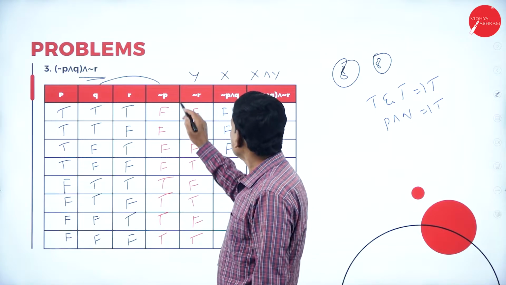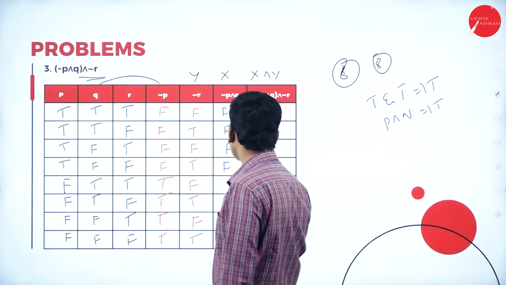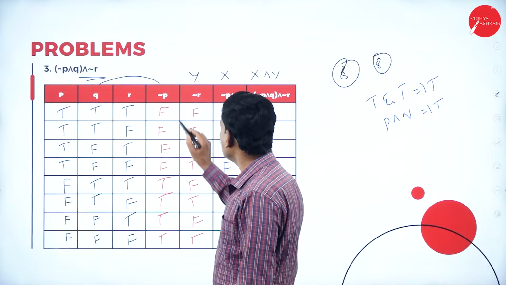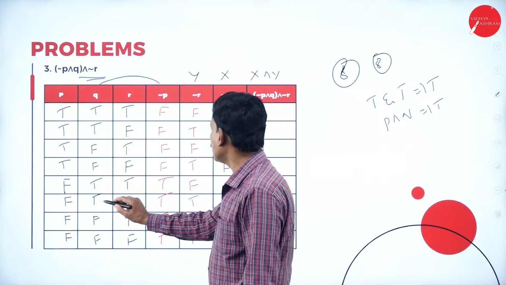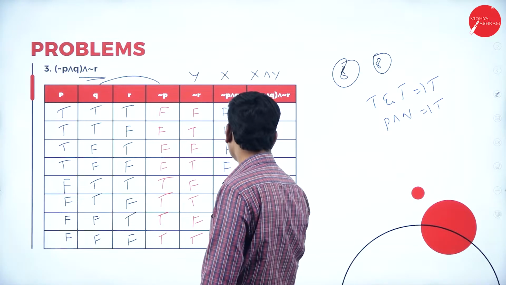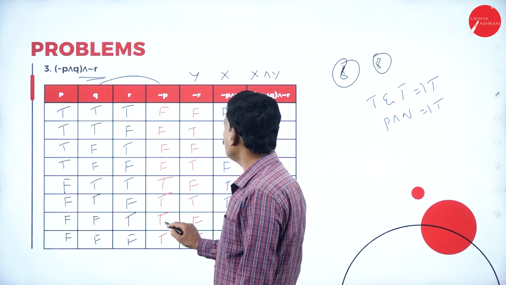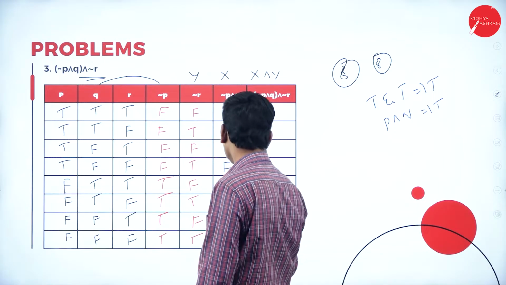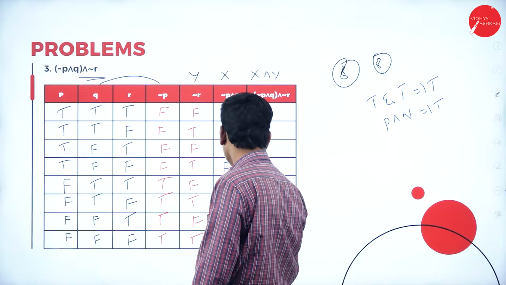Then, true and true is true. True and true is true. Again, true and true is true. Again, true and false is false. Again, true and false is false.